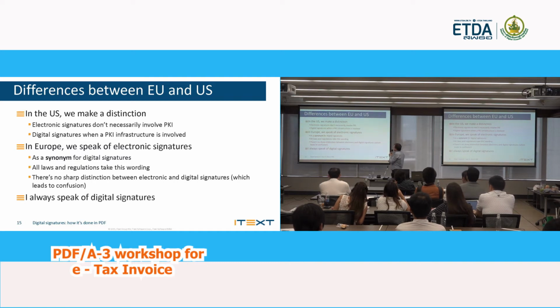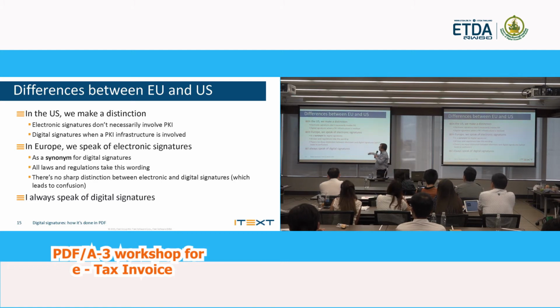There are some differences between Europe and the US. In the US, we make a distinction. We say electronic signatures don't necessarily involve PKI. There's an e-sign law by Clinton that says you can also have an image of a signature along with an audit trail, like this person signed this document from this IP address, logged in as this person on this date. And so if you have an audit trail, you have an electronic signature. And in the US, they only talk about digital signatures when PKI, so the public and private key infrastructure, is involved. In Europe, we speak of electronic signatures as a synonym of digital signatures, and so all the laws and regulations take this wording. There's no distinction between both, and that often leads to confusion.